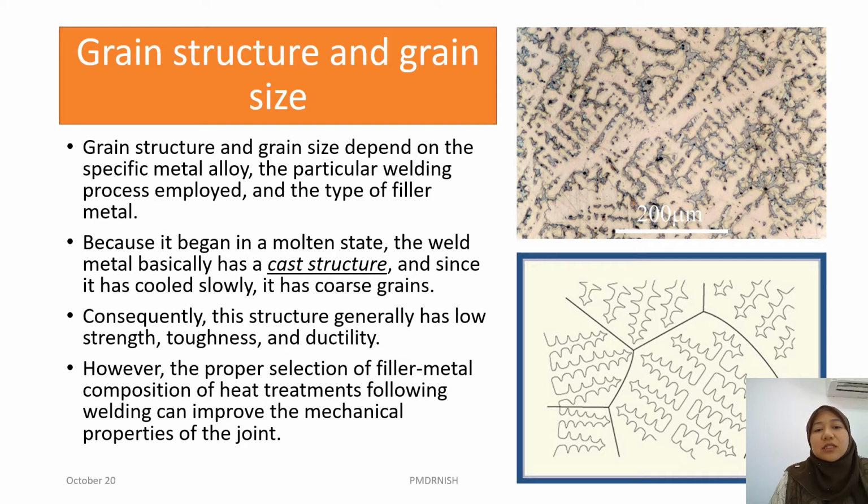And because it cools slowly, depending on the solidification rate, it has coarse grain. Consequently, this structure generally has low strength, toughness, and ductility. However, the proper selection of filler metal composition or heat treatments following welding can improve the mechanical properties of the joint. So, when the dendrite grows, a group of dendrites that grow in the same direction will form one grain.